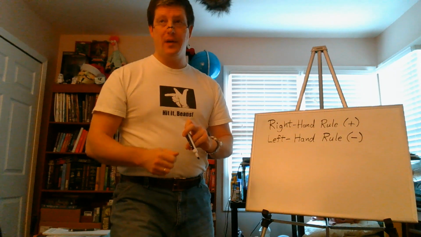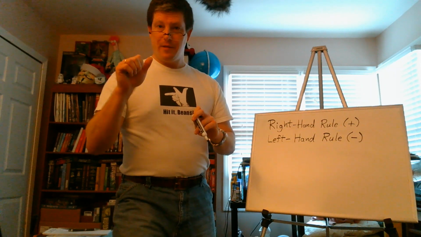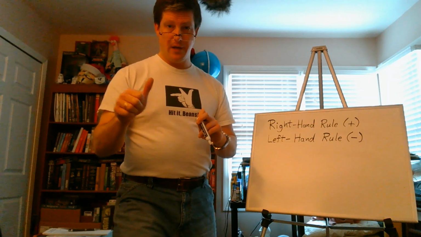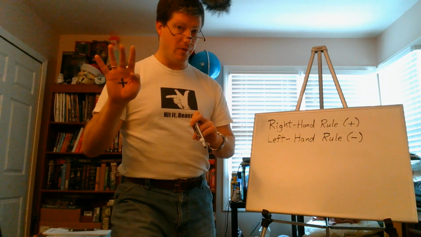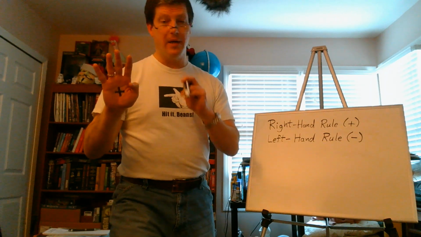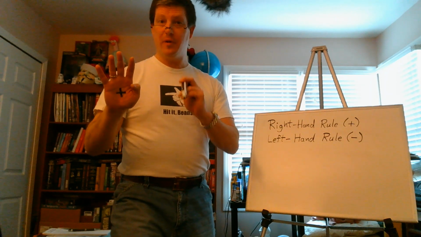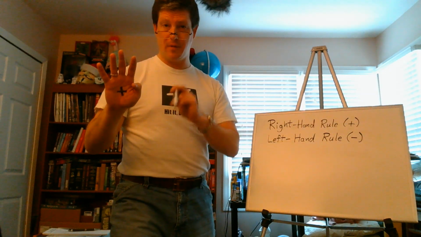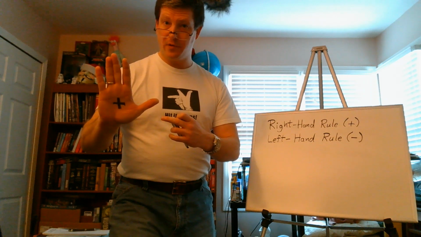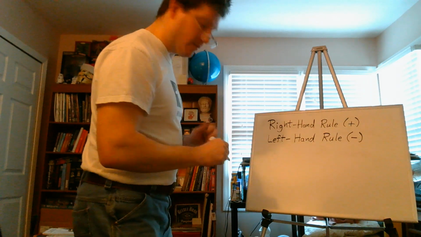Okay, here's how it works. Your thumb represents the direction that the charged particle or the current is moving. Your fingers represent the magnetic field lines. That represents the direction the magnetic field lines point. And remember, magnetic fields point from north to south, coming out of north poles, going into south poles. And then your palm pushes, because a push is a force. Okay, let me summarize that on the board here.